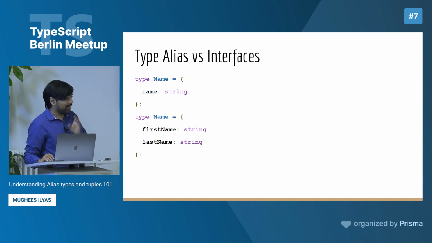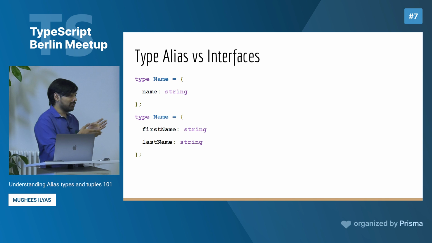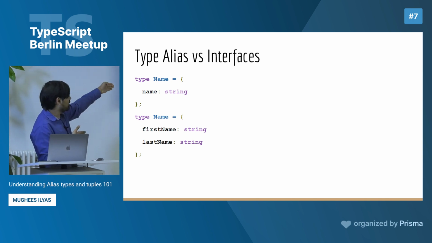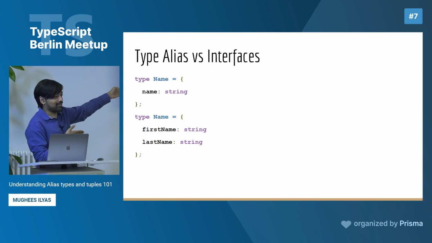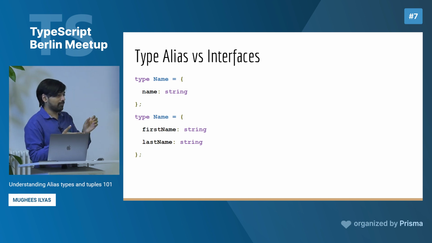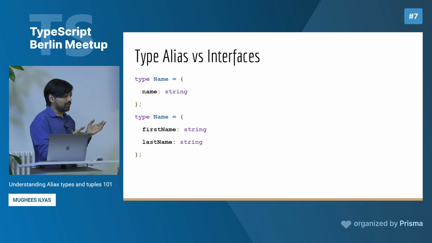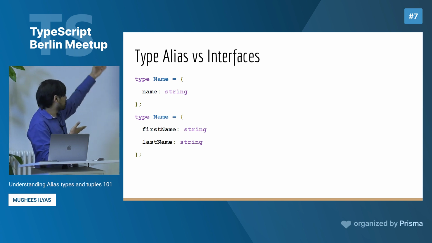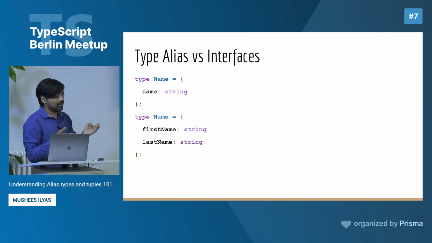So what can you do with interfaces that you can't do with types? If you have a type name and then you define it again, TypeScript will start throwing errors that you cannot do that. You can only have one type for one name. If you do the same thing with interfaces, TypeScript just combines both interfaces and makes one interface out of it. So if you have interface Name and interface Name with these three properties, in the end you will get an interface which will have name, first name, and last name.